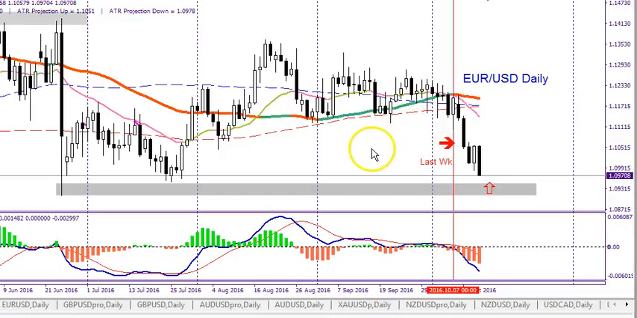So always look at a pair. If price is above the 50, you are in an uptrend. If it's below the 50, you are in a downtrend. And because we are in a downtrend, we are looking generally at selling opportunities, which means selling with the overall trend.